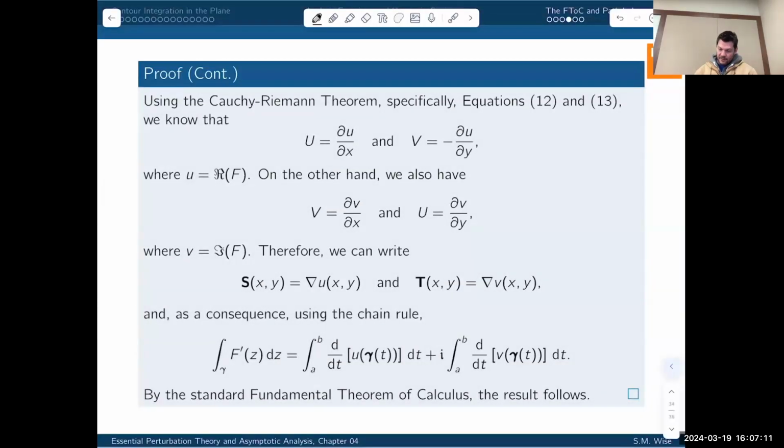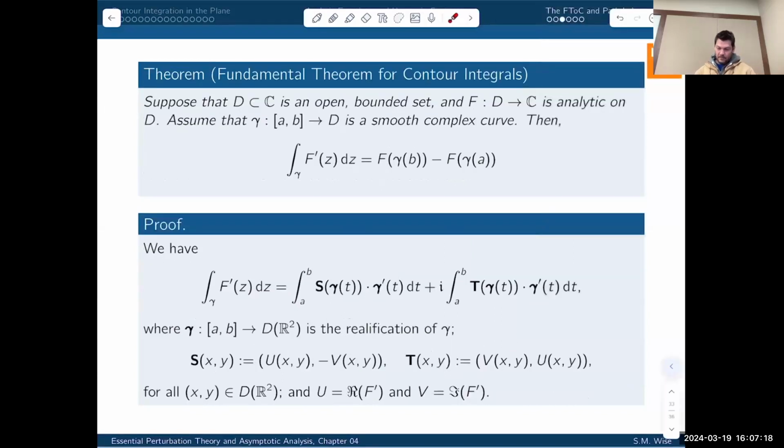I believe last time we met, we proved this theorem, the fundamental theorem for contour integrals. And I had a number of typos in this one. I hope that I've fixed those.